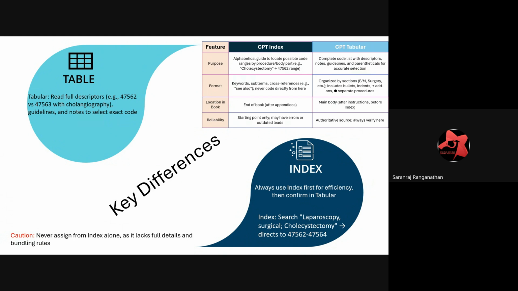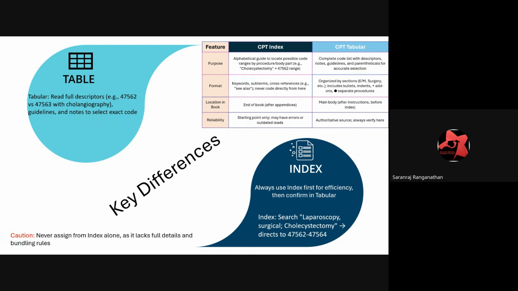Okay, using the terms, for example, I provided a laparoscopy surgery, cholecystectomy, direct. I can search in the surgery, or I can search in the laparoscopy, or I can search in the cholecystectomy. When I search that, it will take me to the range of codes. It will tell you from this range to this range. From that, I need to go back to the tabular column.